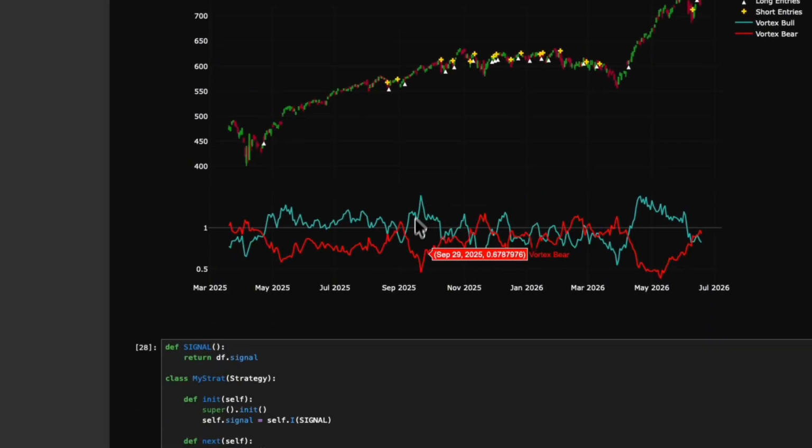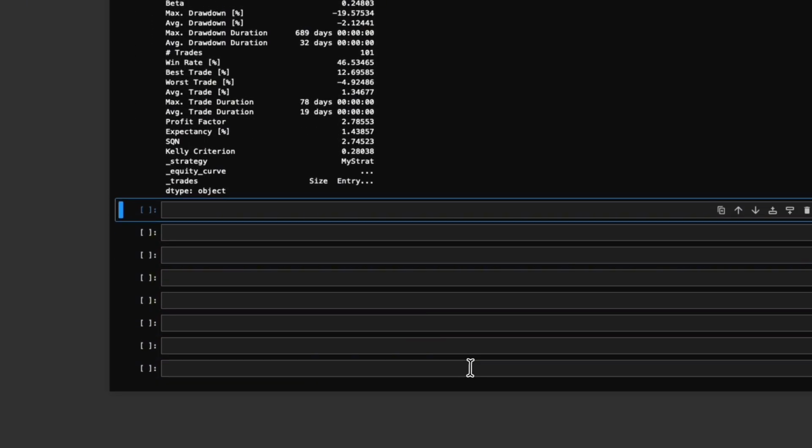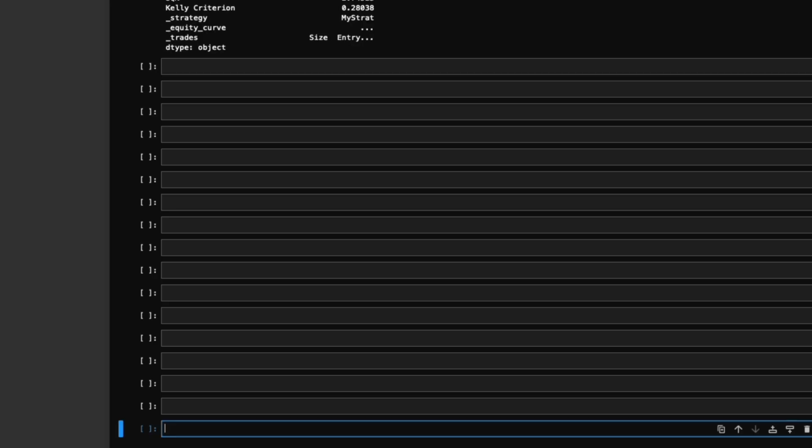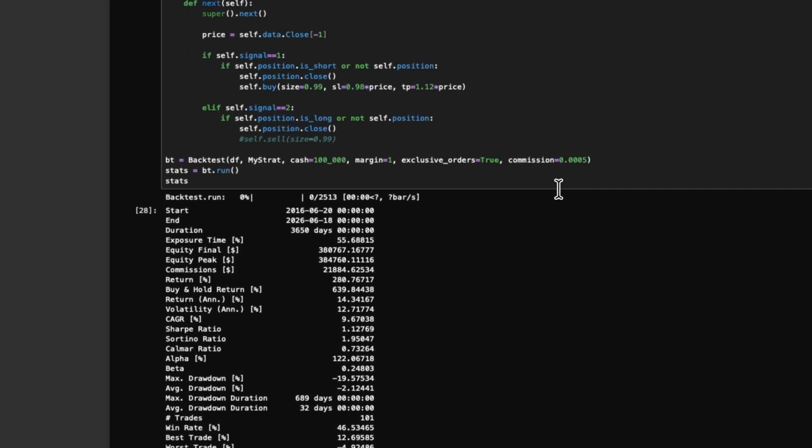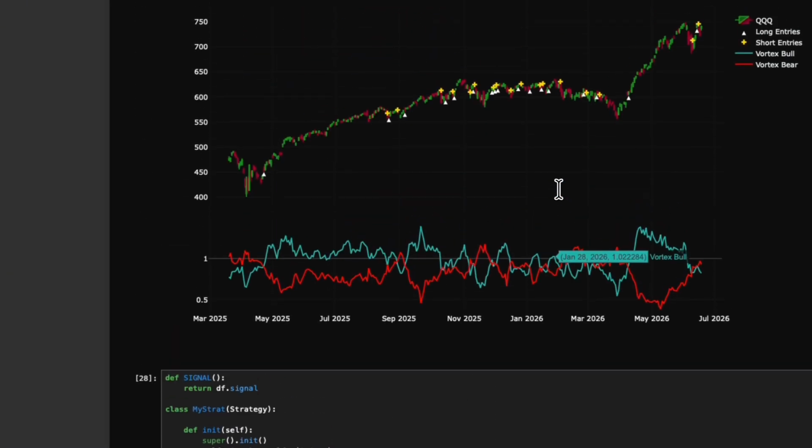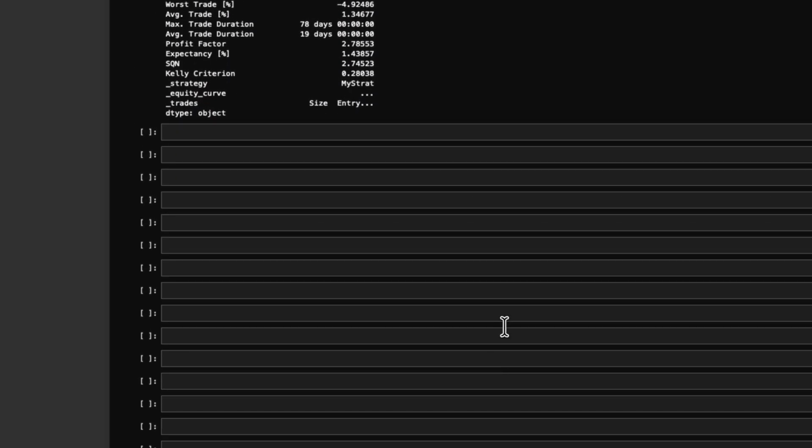Now what we're going to do is play with the data. That's our first strategy done. Let's create some more cells because we're going to need them. We're going to use this data and make a custom indicator for it, or two different types. The first thing that we're going to do is, rather than having two lines for this indicator, calculate the spread. That would basically just be the VI bull minus the VI bear.